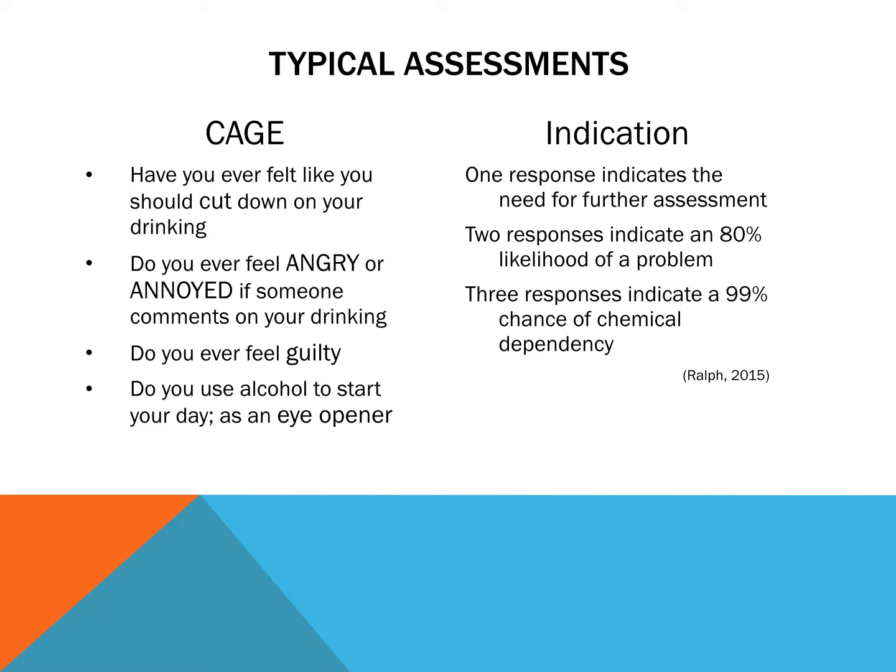A typical assessment that's used to see if there's any indication of chemical dependency or alcohol dependency is called the CAGE assessment. There's 4 questions. So as I read the questions, think about it yourself and see whether or not you feel you pertain to any of these questions.